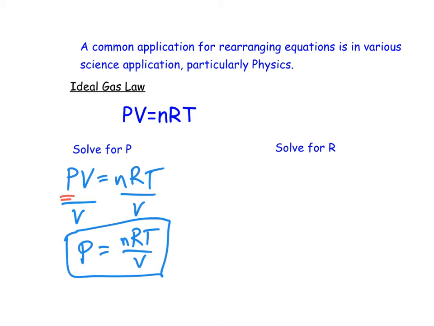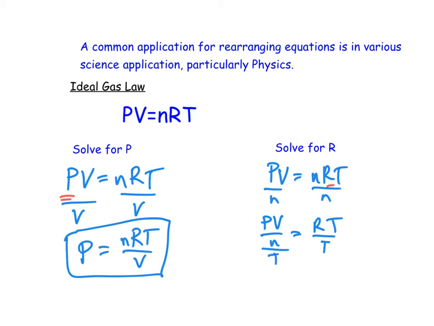If we want to solve it for R, PV equals nRT. Now we want to get R all by itself. We're going to do this in two steps. I'm going to divide by n first. So we've got PV over n equals RT. And then I'm going to divide by T because we're still multiplying. And just so you know, when you do a fraction divided by something, that divided by thing goes in the bottom. So it'd be PV over nT equals R. So there's a couple of examples with the ideal gas law.